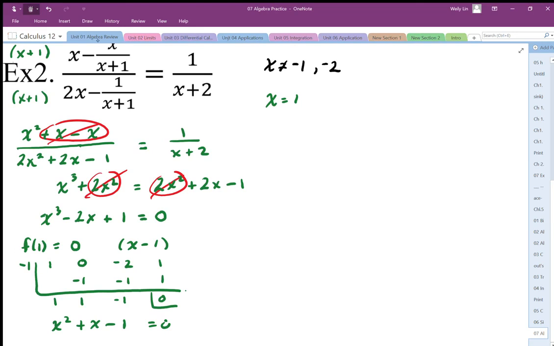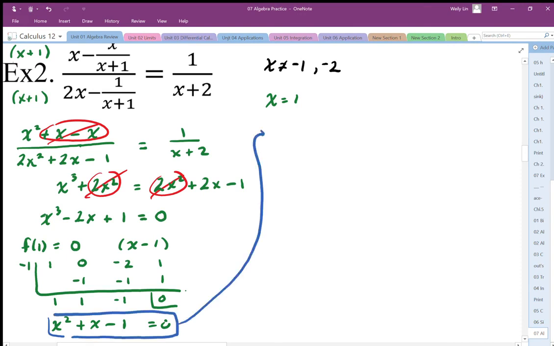I'm going to do this in a different color here. So this is our remaining term. I'm going to solve for x. It's not factorable, so I'm going to use the quadratic formula. So it's going to be -1 plus minus the square root of -1 squared minus 4 times a times c, and that's all over 2 times a.